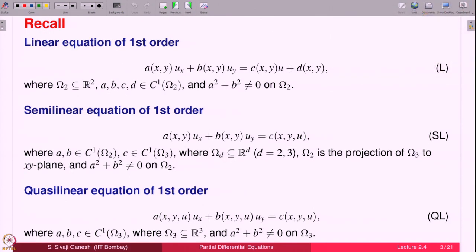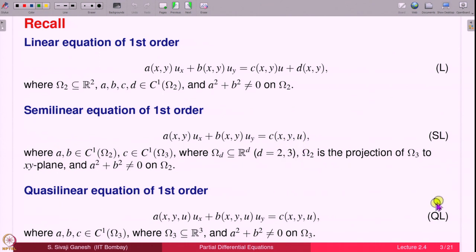So, let us recall, just to reinforce the notations, L stands for the linear equation A(x,y) u_x plus B(x,y) u_y equal to C(x,y) u plus D(x,y). SL stands for semilinear equation, where the left hand side is same as that of the linear equation. That means, the manner in which the first order partial derivatives appear is exactly the same. However, the right hand side can depend non-linearly on u, C of x, y, u.